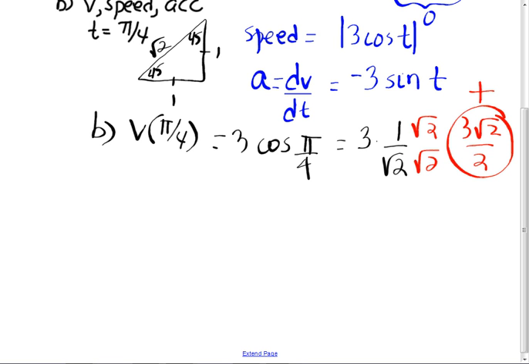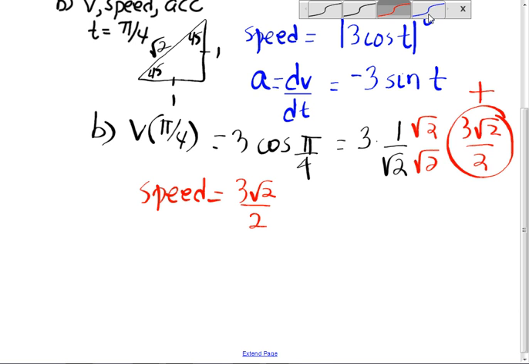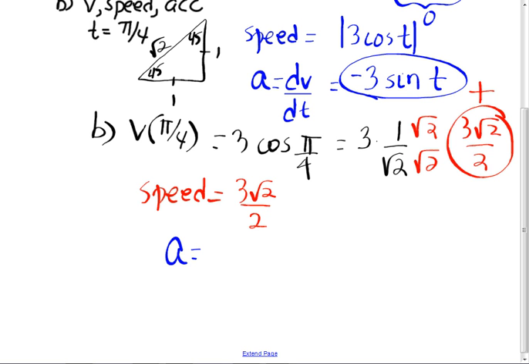I don't know if it's speeding up or slowing down. What's the speed then? Guess what? The speed is the absolute value of that. 3 square root of 2 over 2. Okay, what's the acceleration? The acceleration at pi over 4 is this. Negative 3, the sine of pi over 4.